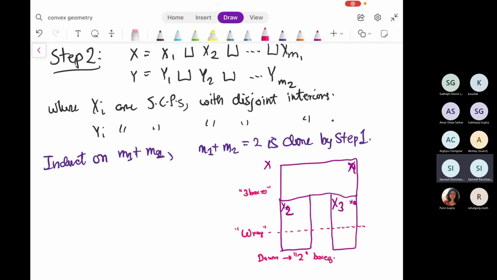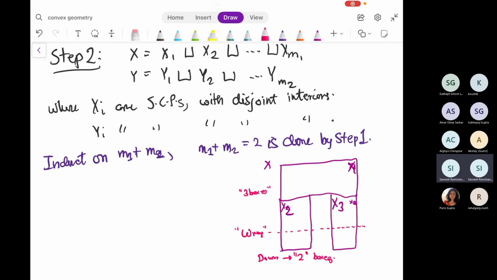Now, the problem here, and the reason why I can't divide X like this, is that if I'm trying to use induction, X itself was already made of three boxes. So if I'm trying to divide X into two parts, I should ensure that each one has at most two boxes so that I can apply induction, right? So I need a smarter cut.